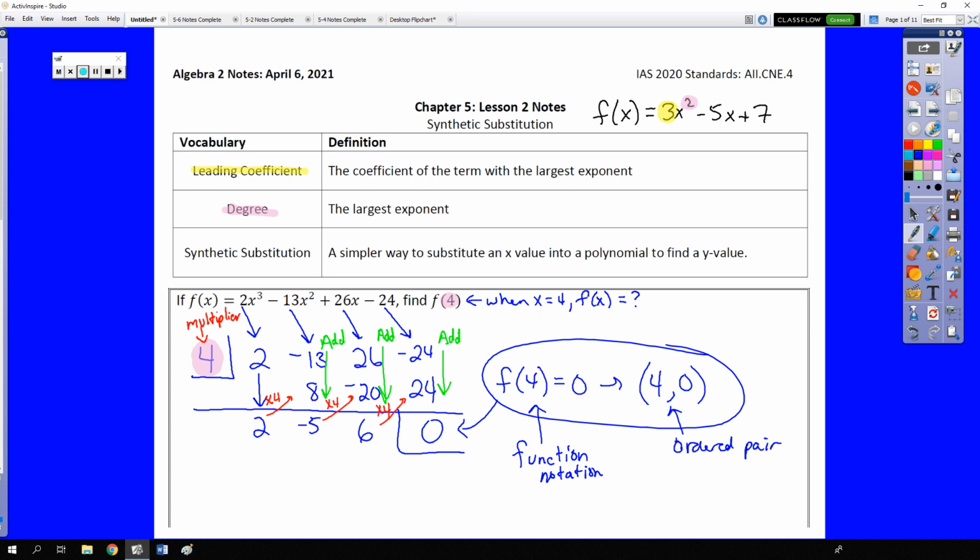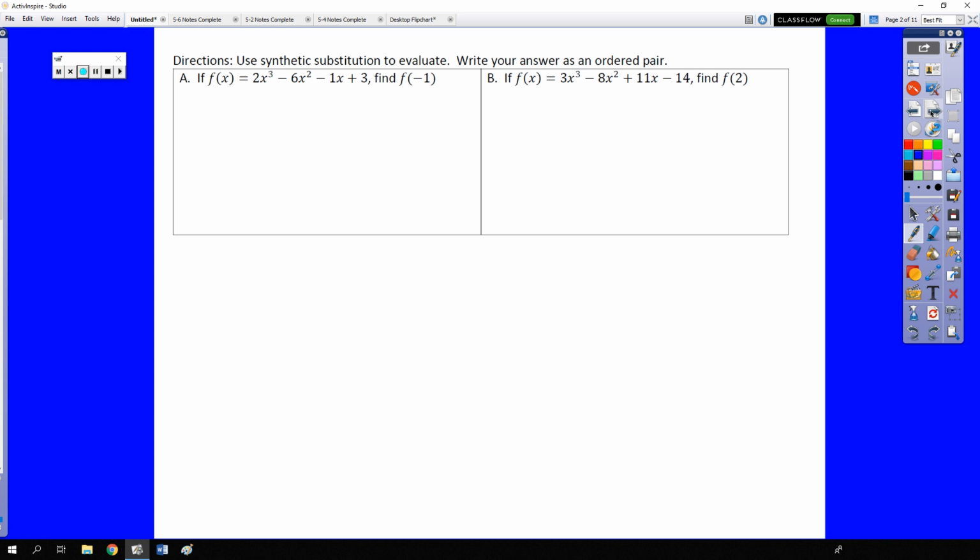So let's do some more examples. We've got 2 more here. It says to use synthetic substitution to evaluate, write your answer as an ordered pair. So again, we're going to put the number in the box that we are evaluating. So in this case, negative 1 goes in the box. Okay, that number goes here. And then our coefficients from our function go outside the box. So it would be 2, -6, -1, 3. We leave one line of space, and we box off our last column.